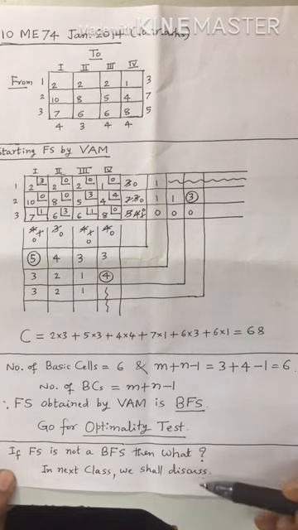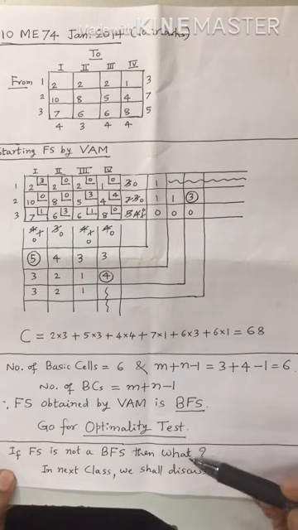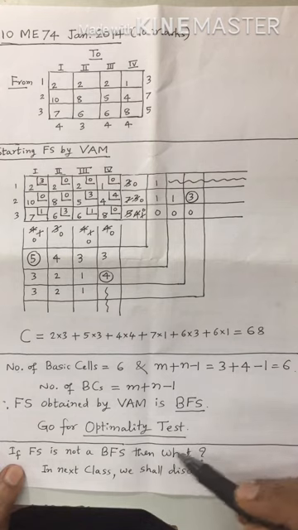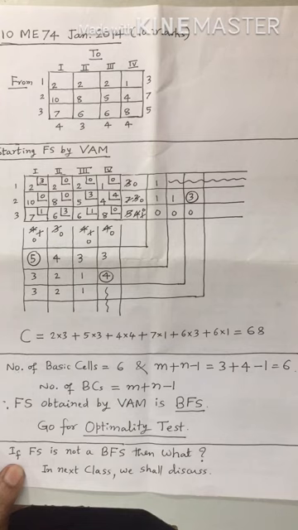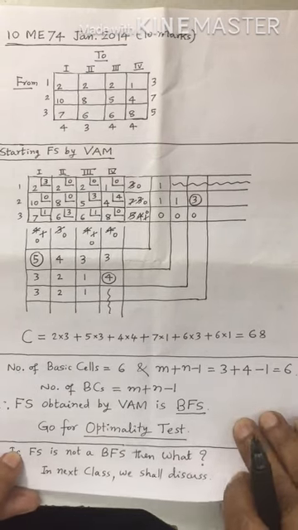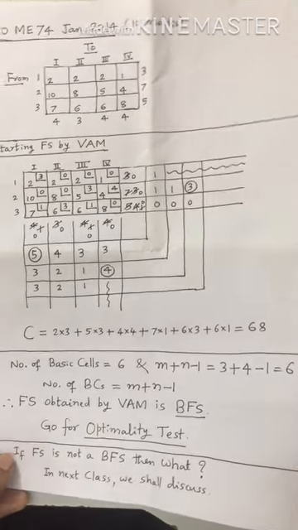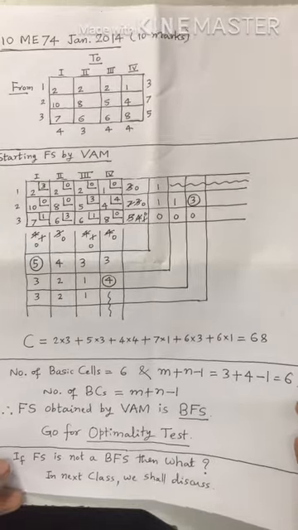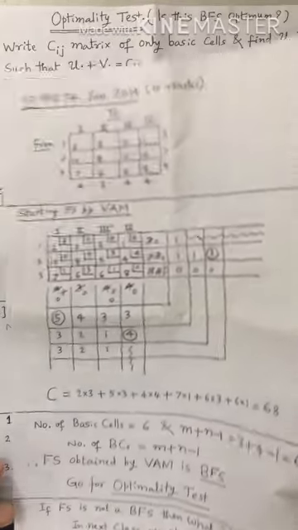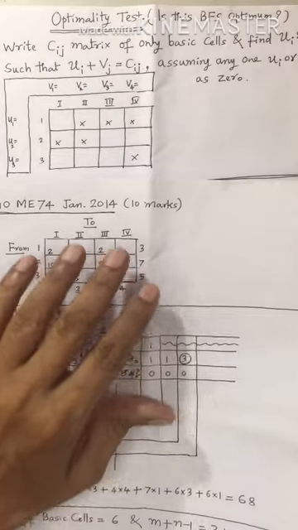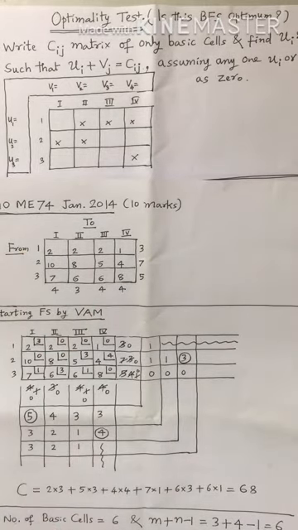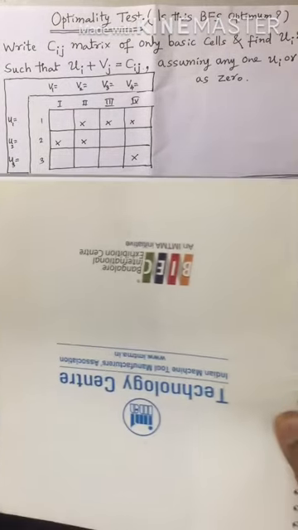Now you all may have a question. If the feasible solution is not a basic feasible solution, then what is to be done? This will lead to what is called degeneracy, and this I shall probably explain in another class. Now let me continue, and now this solution is a basic feasible solution, and I can perform the optimality test. So now I want to explain the optimality test.